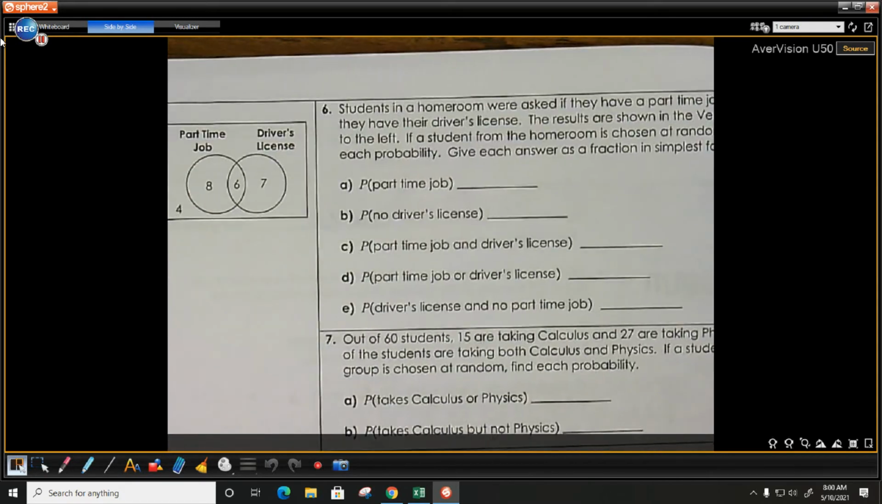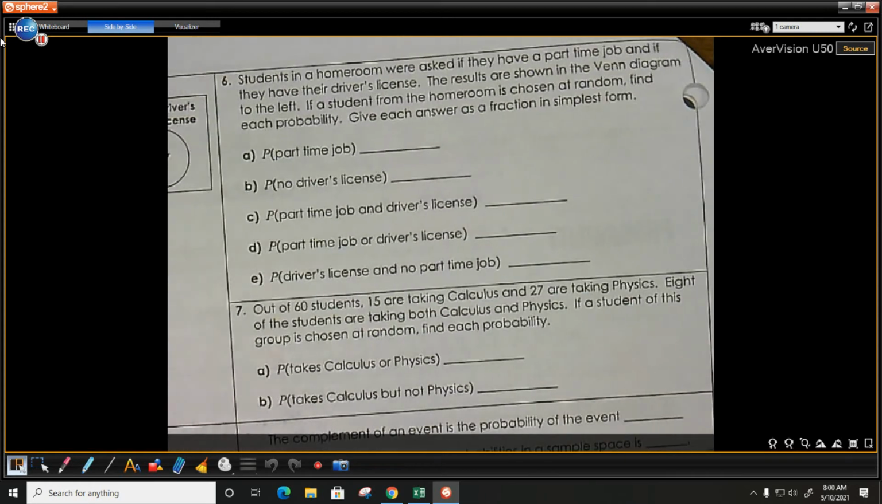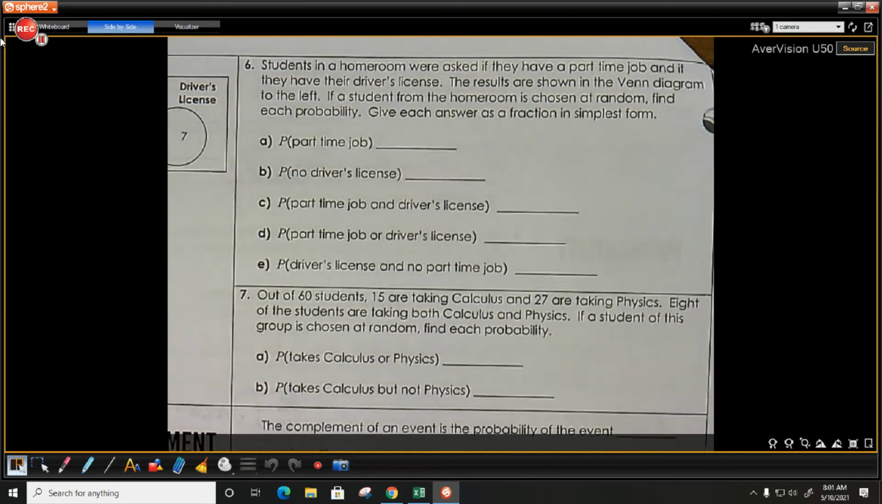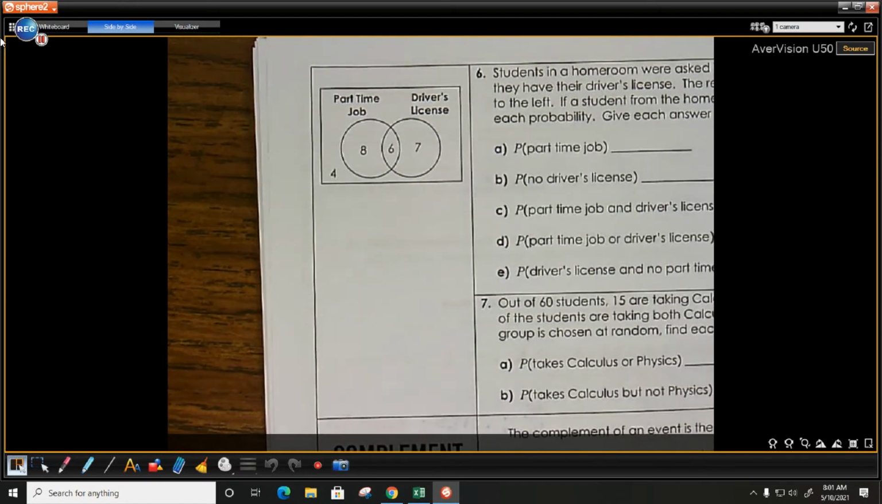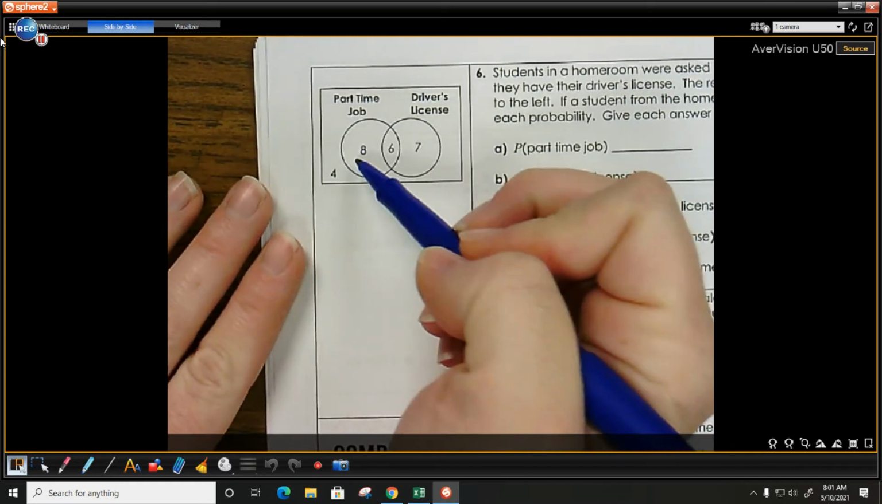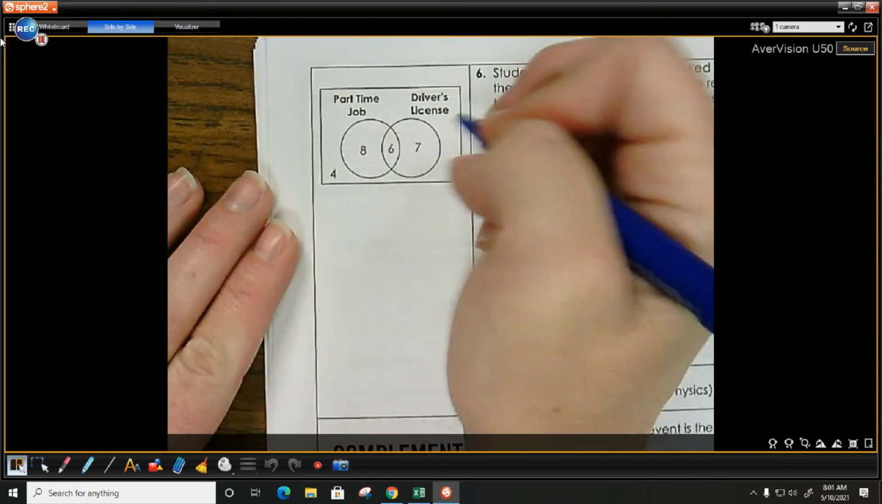Okay, students in a homeroom were asked if they have a part-time job and if they have their driver's license. The results are shown in the Venn diagram to the left. If a student from the homeroom is chosen at random, find each probability, give each answer as a fraction in simplest form. So let's first look at the Venn diagram and figure out how many total students do we have, guys? 25, because you're just adding up all of the different possibilities. So there's 25 total.